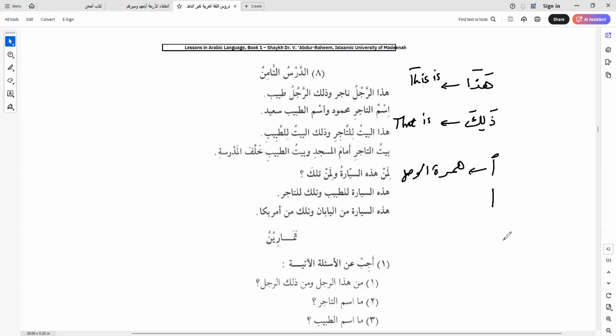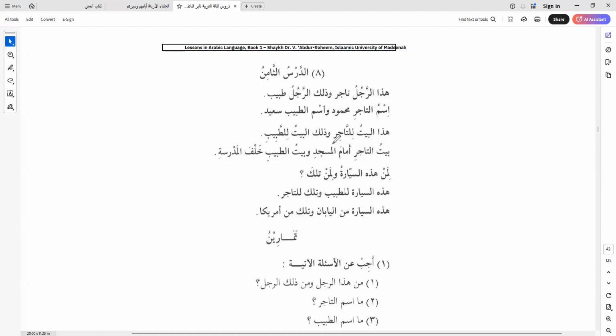And then we're going to learn how to use li, for. Li in Arabic means for. So if you want to say something belongs to somebody, then you have to think of using the letter li. So if, let's say, your name is John, then we say Li John. Li John means for John. So let's read through the passage here.